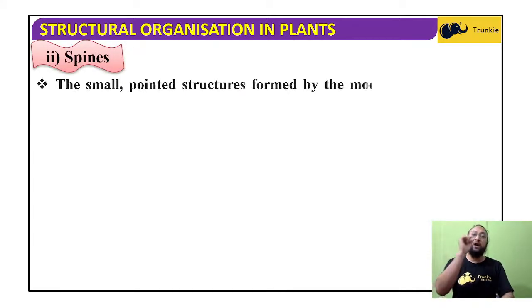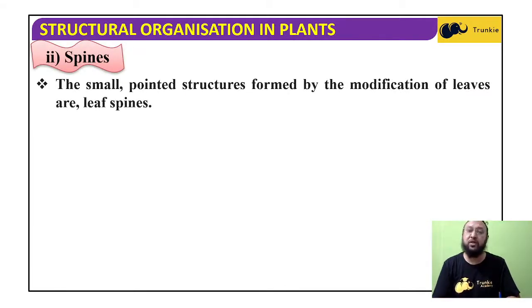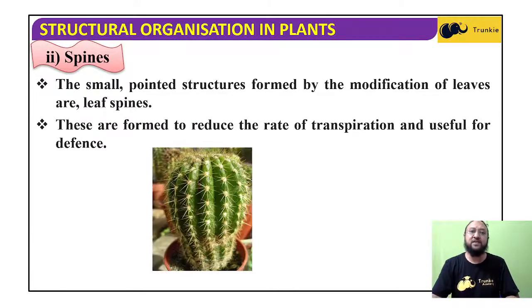Spines, the small pointed structures formed by the modification of leaves, are leaf spines. Okay, and these are formed to reduce the rate of transpiration and are useful for defense. So if some plants are being eaten by some other organisms or animals, to prevent that, spines are formed, and also to reduce the rate of transpiration.